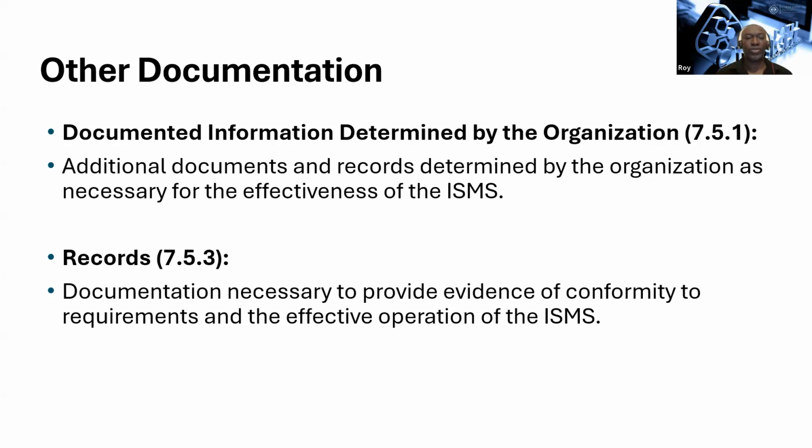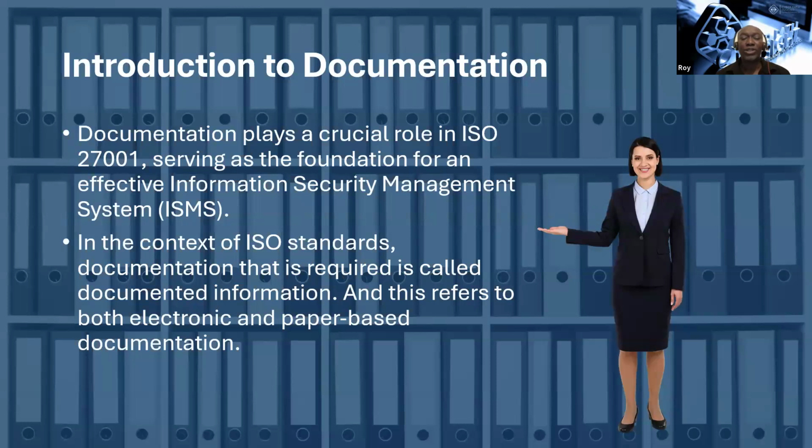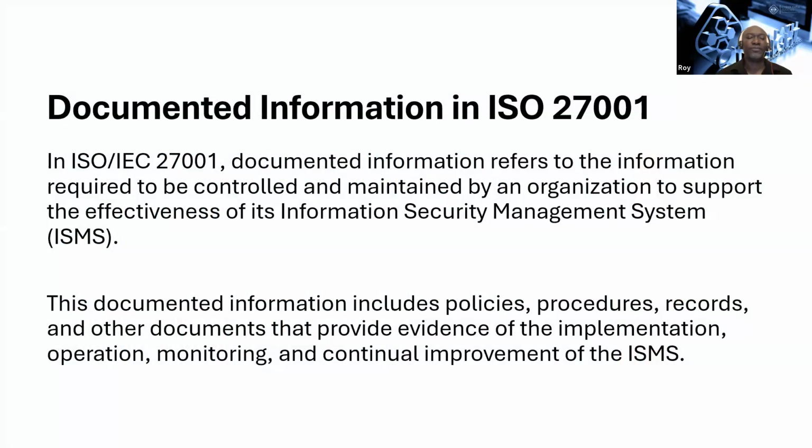7.5.3, records. Documentation necessary to provide evidence of conformity to the requirements and effective operation of the ISMS. They go hand in hand. So we're saying documentation plays a crucial role in ISO, like I just told you, for continuity, for making the ISMS effective, and even for complying to regulation and contractual obligation outside of the ISMS, but pointing or indicating that it needs to be checked. Okay, and it can be both electronic and paper-based documentation. And this documented information we're talking about includes policies, procedures, records, and other documents that provide evidence of the implementation, of the operation, of the monitoring, and of the continual improvement of the ISMS. Basically, the PDCA of the ISMS. So you need documentation that will show that they are maintaining the ISMS correctly.